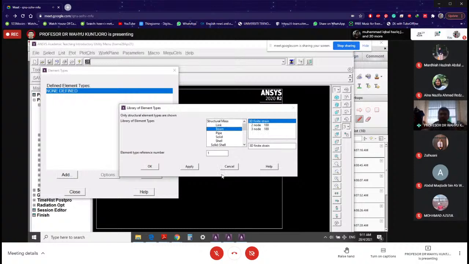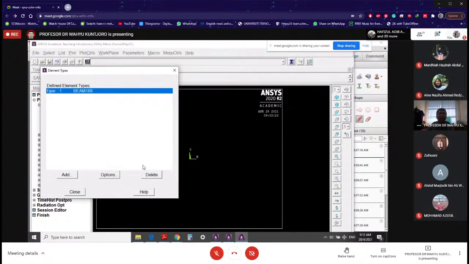And in this case, the beam is three-dimensional. So actually, the equation is more complicated than 6 by 6 because it is three-dimensional. Anyway, that is our beam. 3-node 189. Sorry, 2-node 188. We have only 2 nodes for our element at the end of the element. I click OK. I click close.